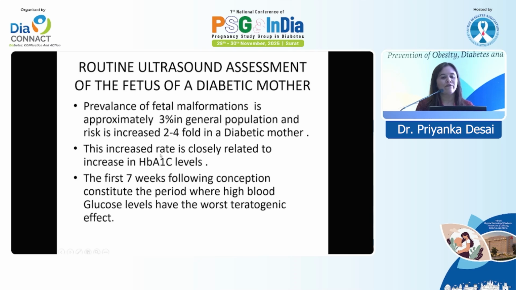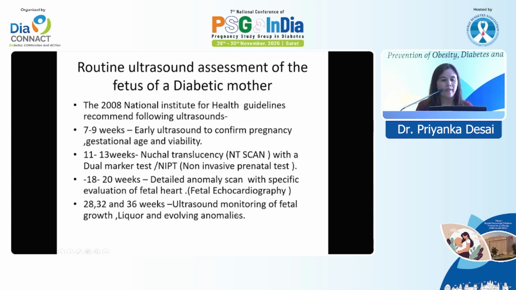So what is the role of routine ultrasound scan? Prevalence of fetal malformations is approximately 3% in the general population, and the risk gets increased 2 to 4 folds in a diabetic mother. This increased rate is closely related to increase in the HbA1c levels. The first 7 weeks following conception constitute the time where high blood glucose levels have the worst effect on the fetus. So the 2008 National Institute for Health guidelines recommend the following scans.